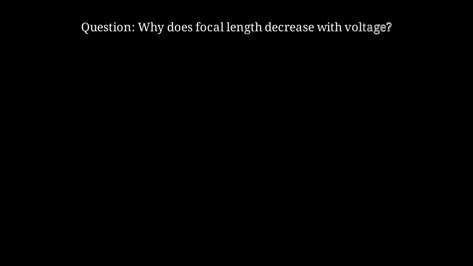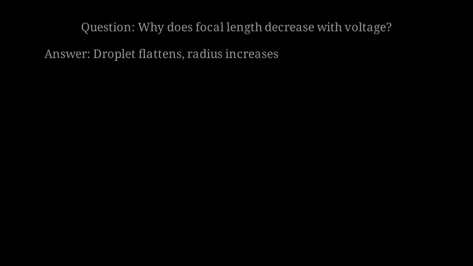Here's a question to test understanding. Why does focal length decrease when we apply voltage? The answer: electrowetting flattens the droplet, increasing its radius of curvature. Since focal length is proportional to radius, a flatter droplet has shorter focal length for the converging side.